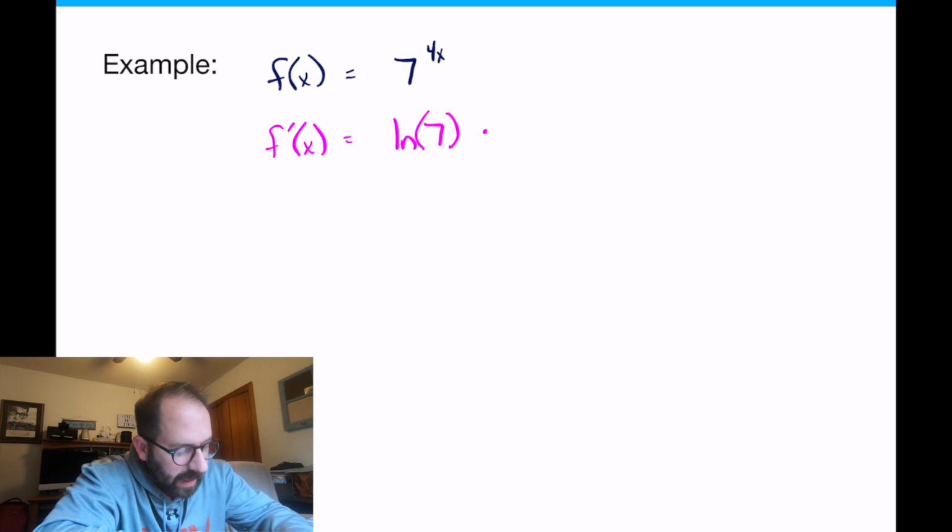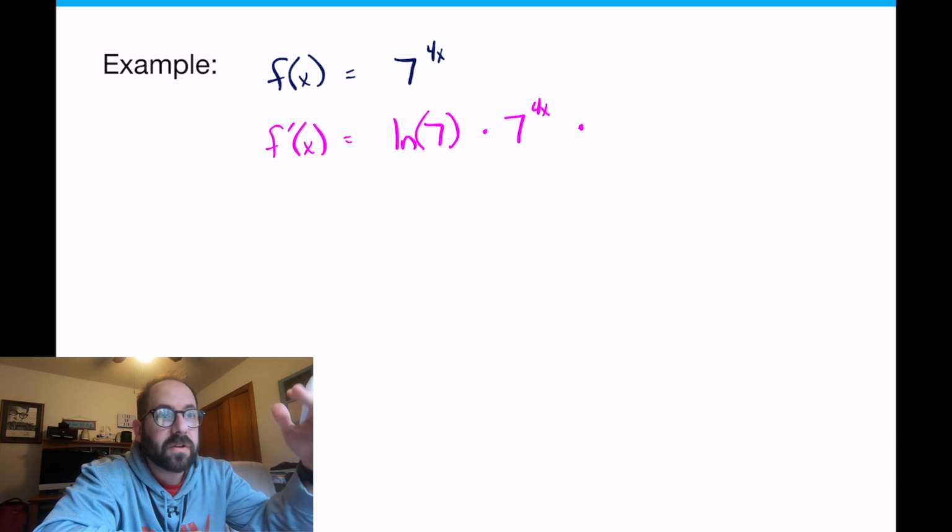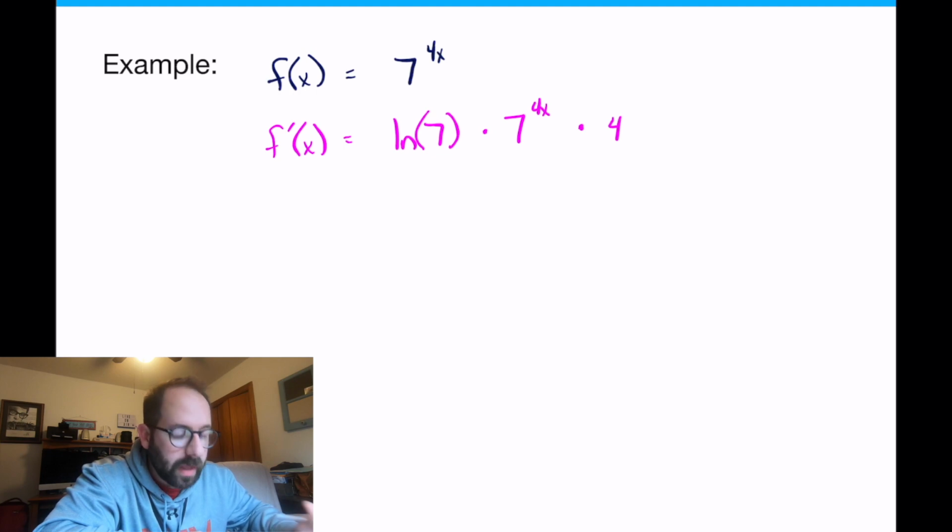So it's kind of like the e idea. That just stayed the same. Then we have to multiply by any derivative. If there's something weird in the power, you have to multiply by that derivative. So it's like a chain rule again. So what is the derivative of 4x? 4, and that's it.